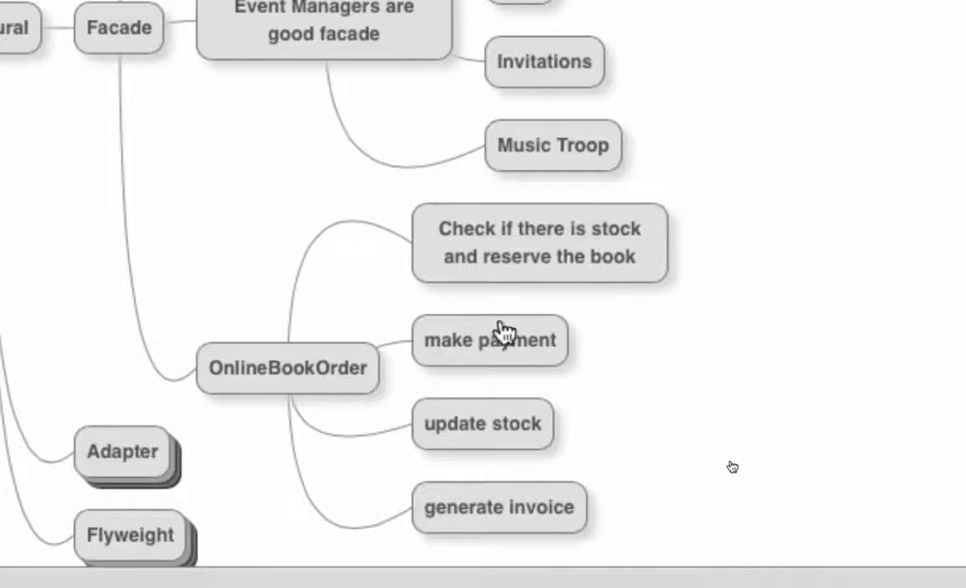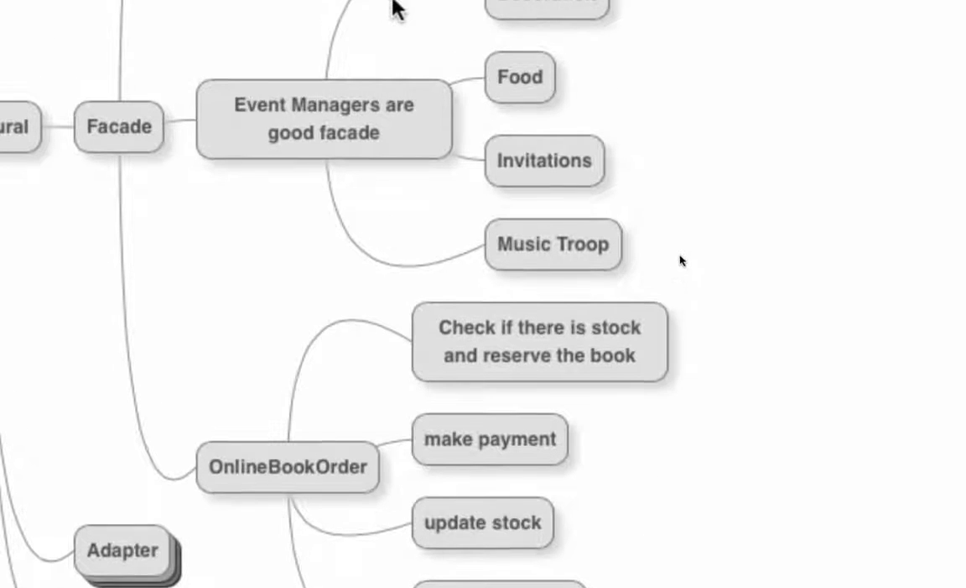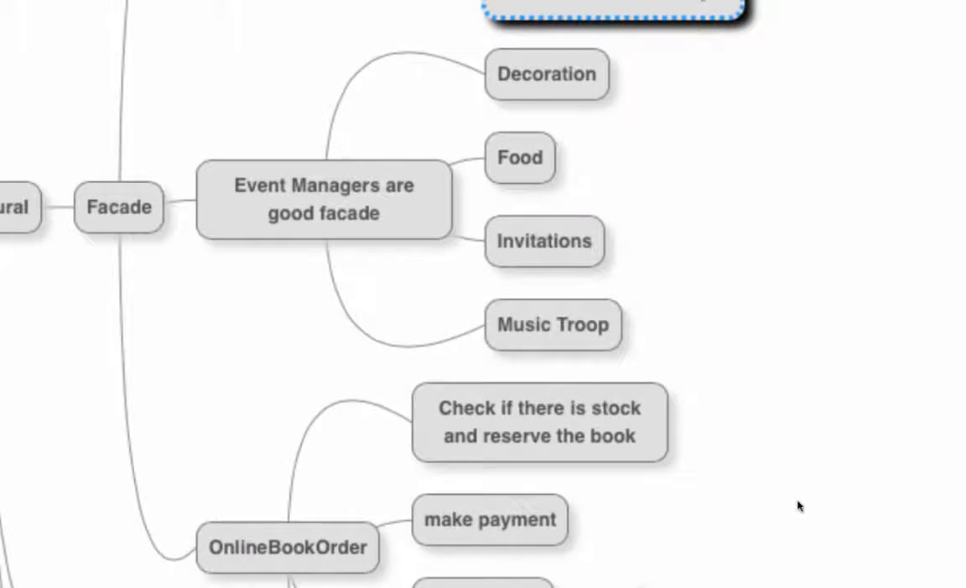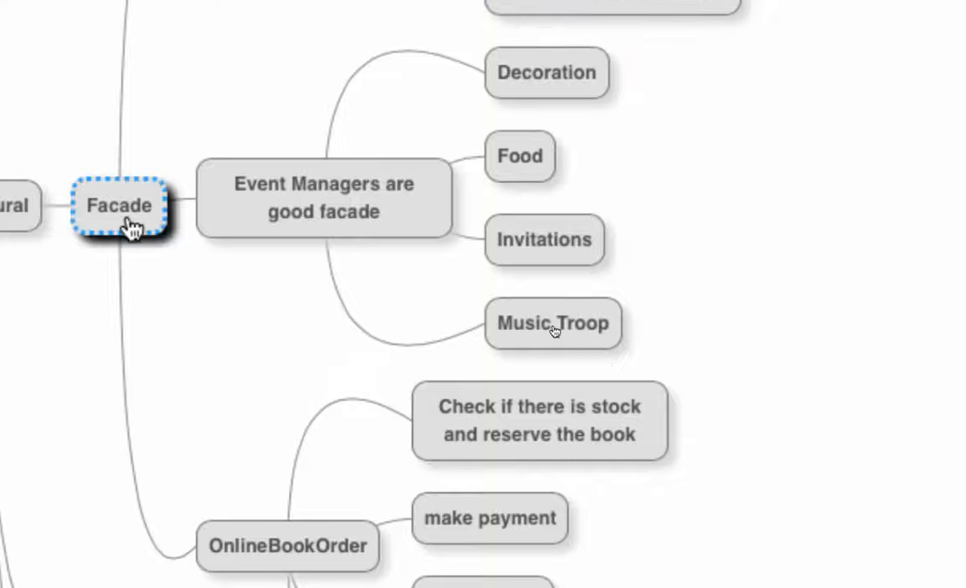Let's say while making a payment there is a failure, I have to make sure that the reserving of the book is reversed. So the facade forms the transaction boundary. If any of these steps fails, the previous steps are rolled back. So facade is also good in establishing a transaction boundary. So that's the facade pattern. Facade pattern is really useful, very frequently used in web applications, in a lot of other applications as well.